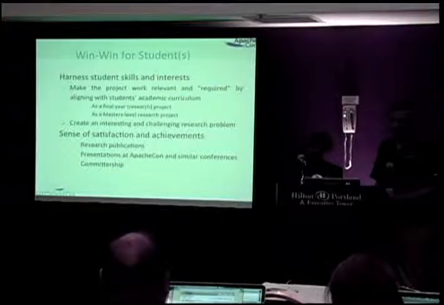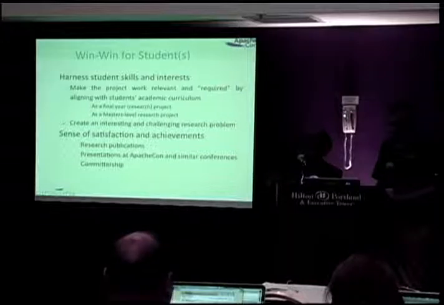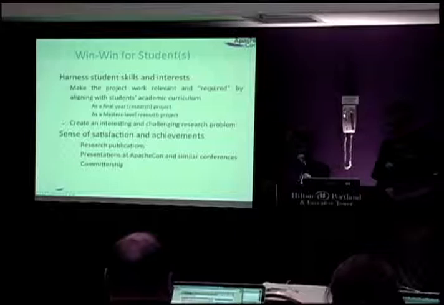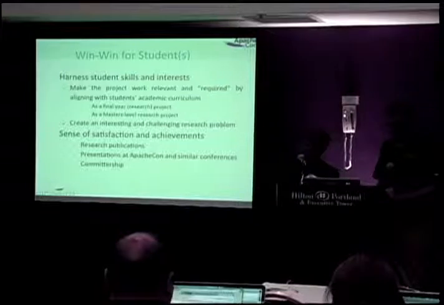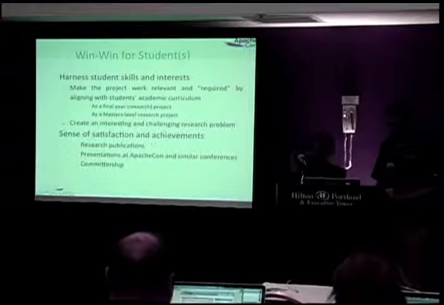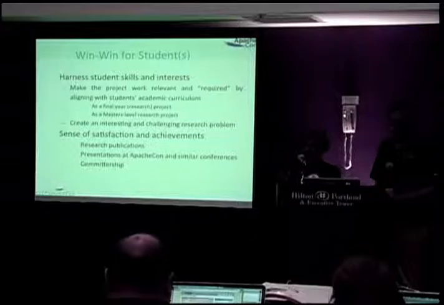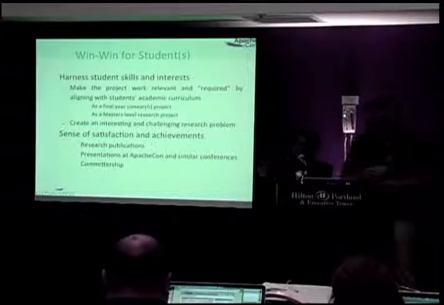And we have to create a sense of satisfaction and achievement for the students by encouraging research publications, presentations at ApacheCon and similar conferences, and giving them committership if they are sufficiently engaged and so on. The PMC members, or the people who contribute ideas to the idea bank, have to keep this in mind. We have to make sure the student feels good.